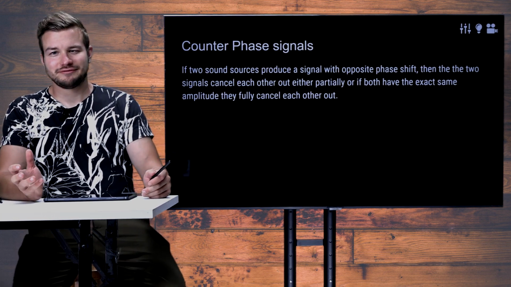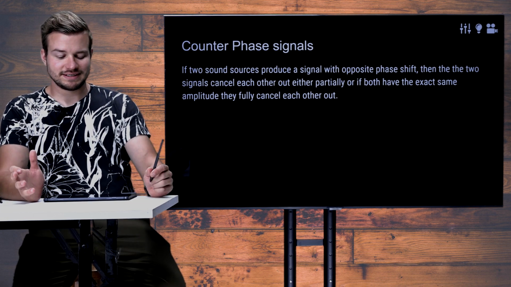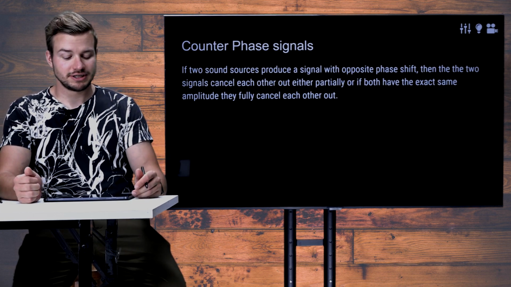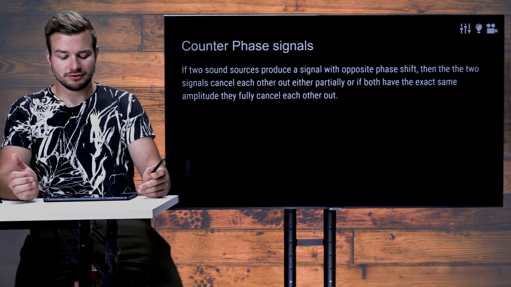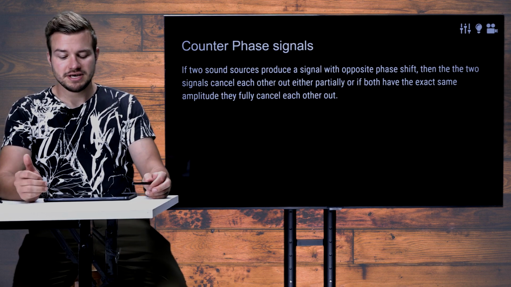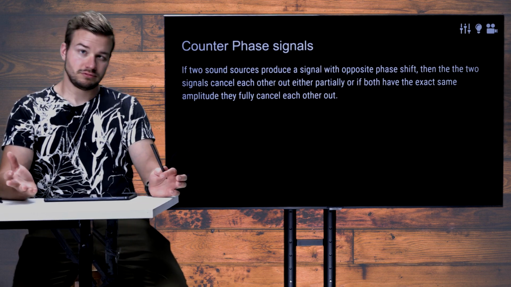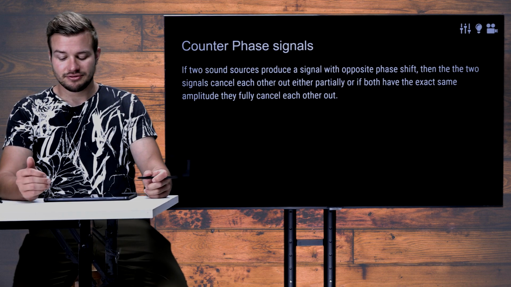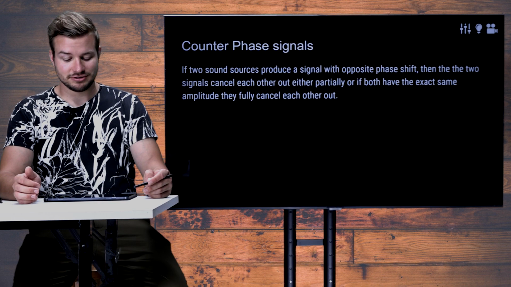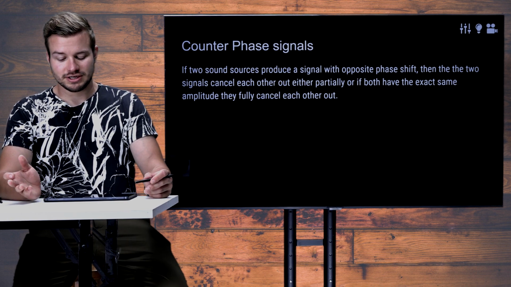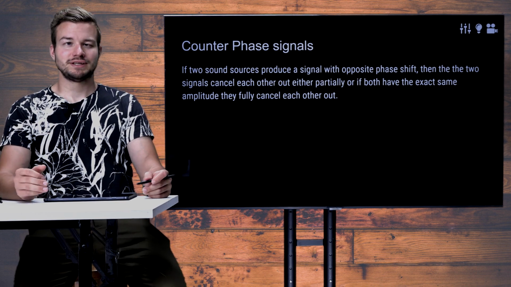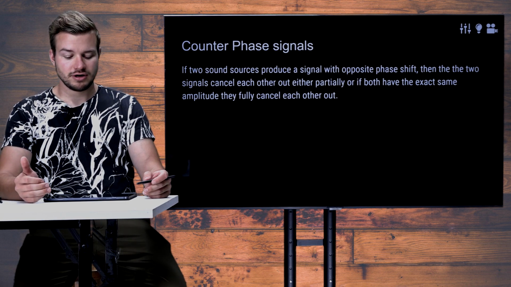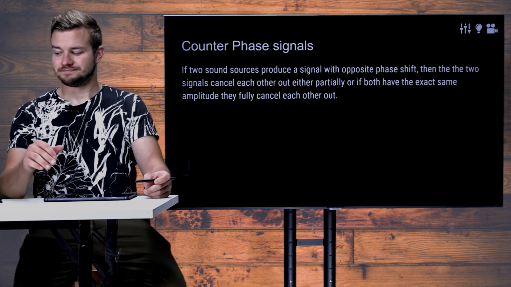This effect is called counter phase signal. The phase is shifted by 180 degrees, and it says basically if two sound sources produce a signal with opposite phase shift, or a phase shift of 180 degrees, then the two signals cancel each other out, either partially, or if both have the exact same amplitude, as in the drawing before, they fully cancel each other out.